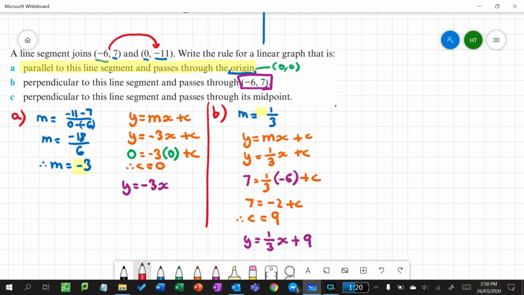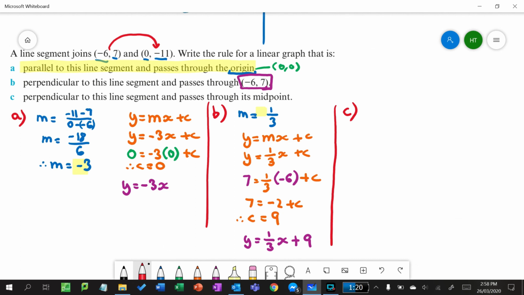Now I'm going to do question C here, so we can still see the question. We want to find a line that's perpendicular and passes through its midpoint. Now we haven't learned midpoint yet, but I'm going to teach you how to do midpoint right now. Midpoint of 2 points, that means when you have a line and you join the 2 points together, what is the point that is exactly in the middle of that line? So the midpoint formula is very easy.